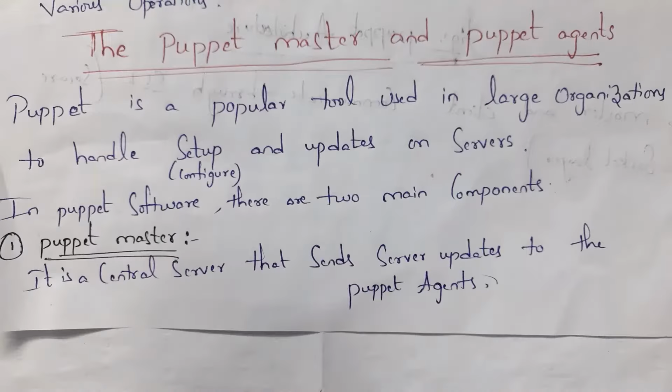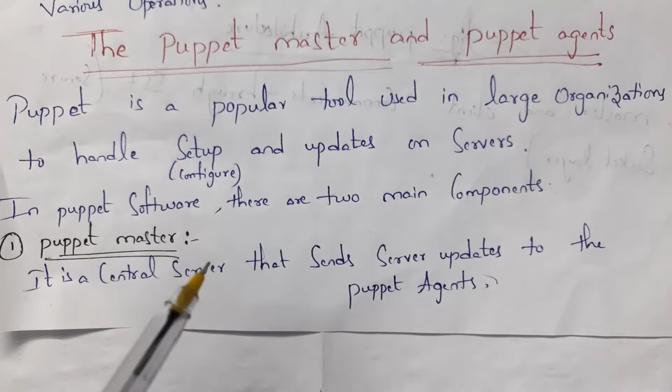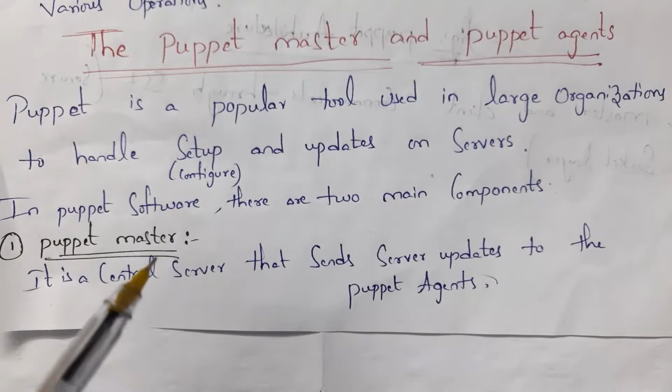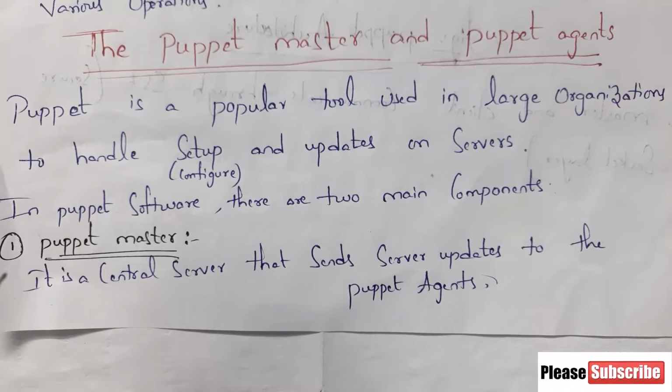Let's get started. At first I will explain what is Puppet Master and what are Puppet agents. Guys, Puppet is nothing but a software. This software is used by many big companies in order to set up servers and in order to update servers. There are two main components in Puppet software, and the first one is Puppet Master and next is Puppet agents.